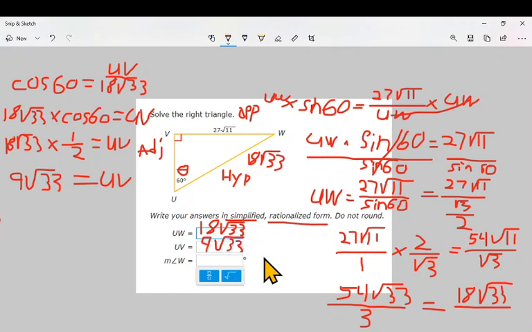Okay, and we are almost done here, and this is by far the easiest part. Now we just need to find the measure for angle W. The measure for angle W up here, right? They give us V is 90 degrees and U as 60 degrees. Well, what's W? You know that all three angles of a triangle have to add up to 180, right? And so 90 plus 60 plus what is going to equal 180? And the answer to that is just going to be 30 degrees.